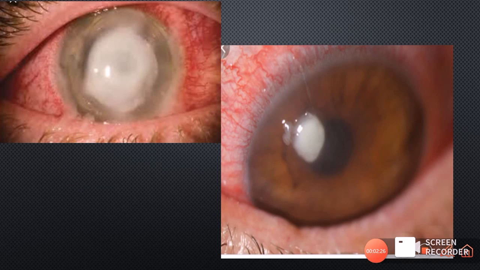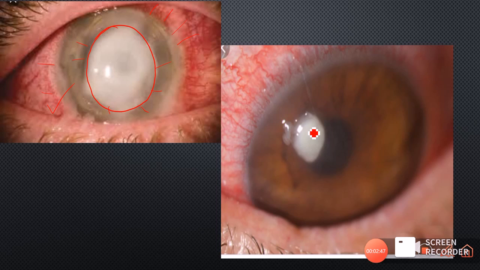So let us have a look at certain clinical pictures. This is the first picture you can see here. The patient is having a deep corneal infiltrate, round in shape with surrounding corneal edema. You can see the cornea is not very clear. And you can see CCC, that is the circumcorneal congestion. Lid edema is present. So this is the case of Staphylococcus aureus.